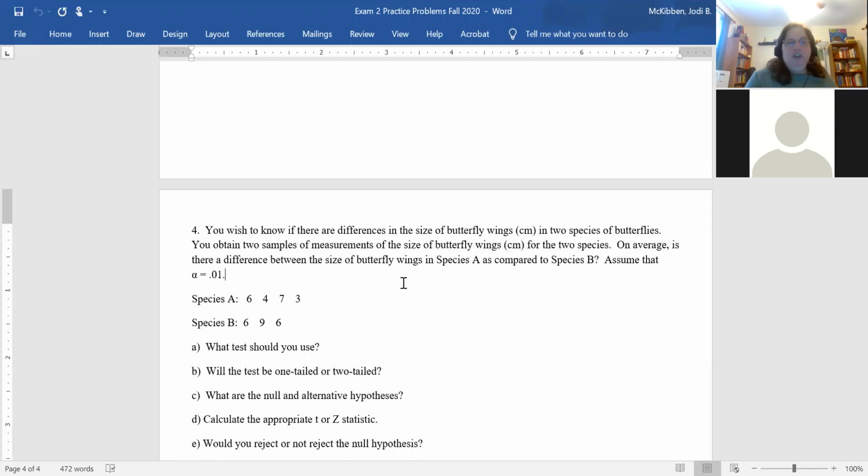2 separate, 2 independent samples, species A and species B. What is that? It's the independent samples t-test. How do I know? I'm comparing 2 samples. It's 1 score per participant, and I have 2 samples of data. That's how I know it's the independent samples t-test.